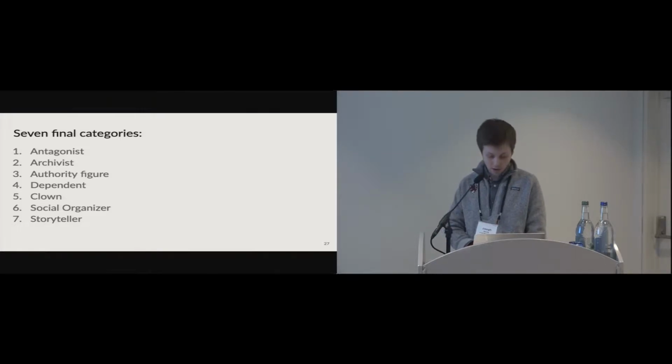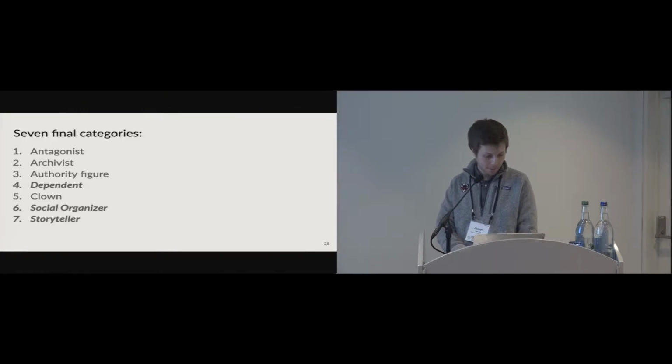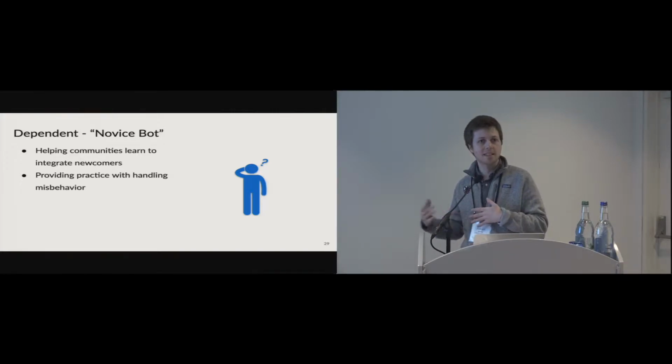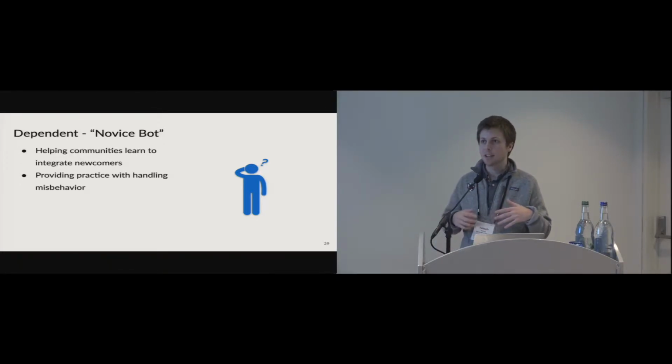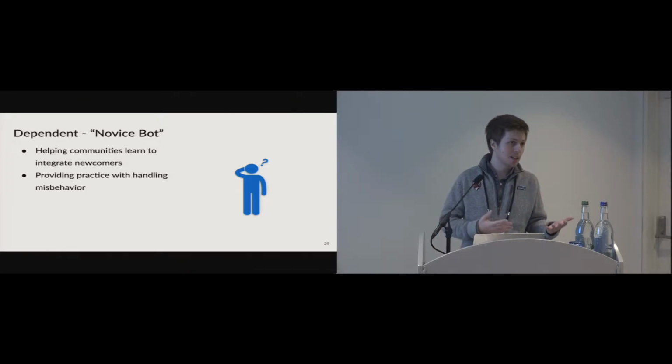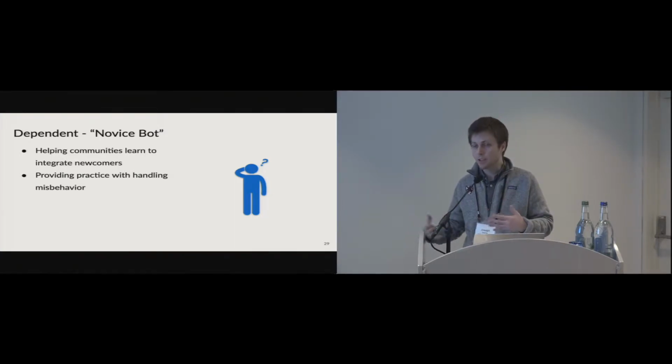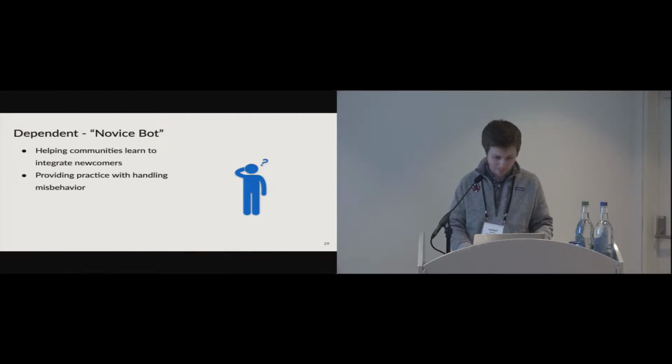I'm going to give an example of 3 of these: the dependent, the social organizer, and the storyteller. So first of all, imagine a novice bot, a bot that joins a community and it has no idea how to behave. It makes mistakes, it annoys people, it says things it shouldn't, and over the time the community has to decide whether they're going to teach it to behave well or not and just kick it out. And if it's taught well, it can become, over time, a valuable member of the community, which helps communities learn to integrate newcomers more effectively, hopefully, and also to reflect on their values as a community.